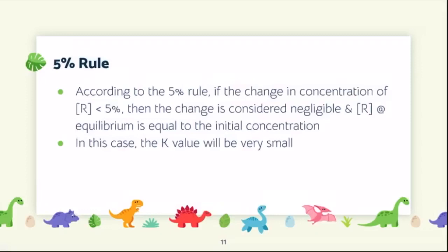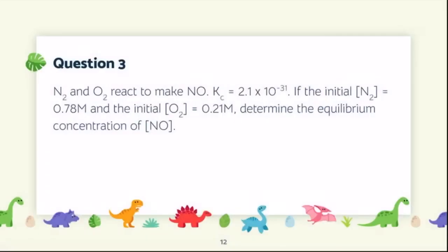So there's also something called the 5% rule. Using the 5% rule, if the change in concentration of reactants is less than 5%, then the change is considered negligible, and the reactant concentration at equilibrium is equal to the initial concentration. In this case, the K value would be really, really small, and it would have almost no effect on the actual concentration of the reactants. So using that knowledge, we can answer question 3.